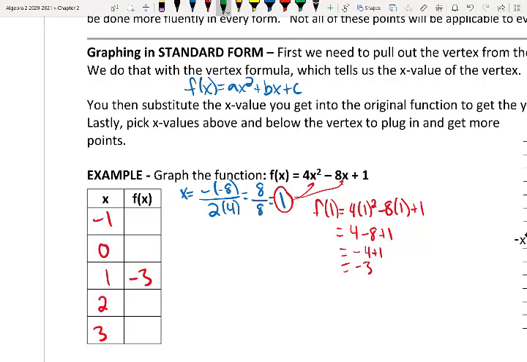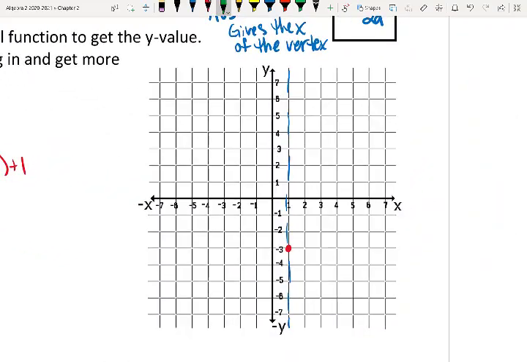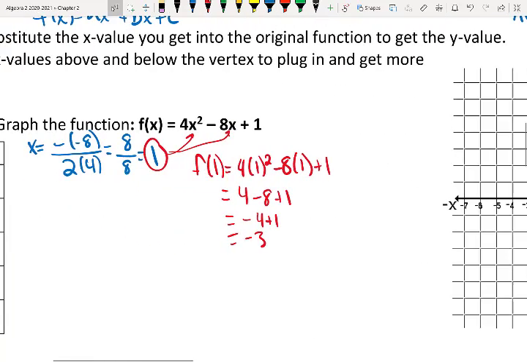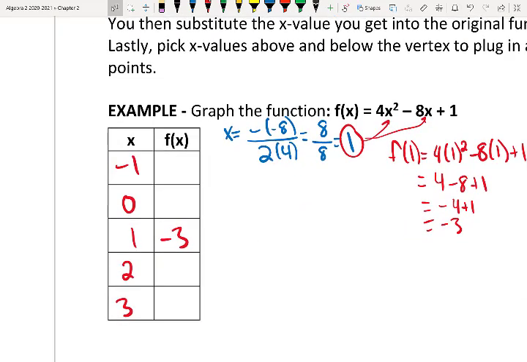Because remember, in a parabola, that dotted line is an AOS. So I don't have to find 4 more points. I only need to find 2 more points on the left, and then I can reflect it over on the right side. Or vice versa. I could find 2 points to the right, and then just reflect it over my AOS to get the other points that I need. So it's personal preference if you like dealing with positives versus negatives. Personally, I think looking at this, 0 and negative 1 would be easier to plug stuff in.